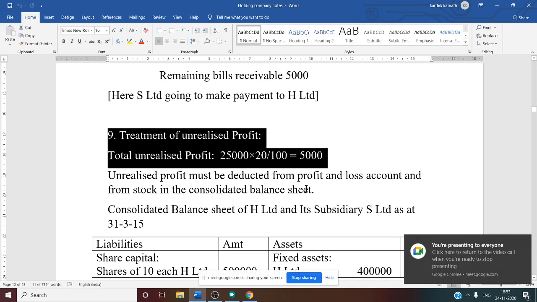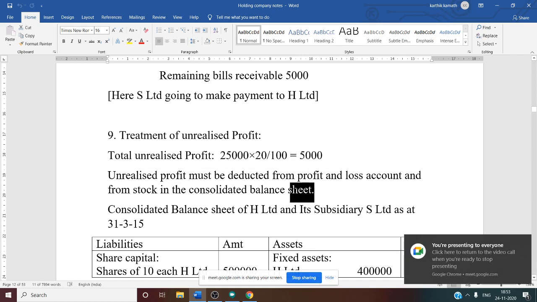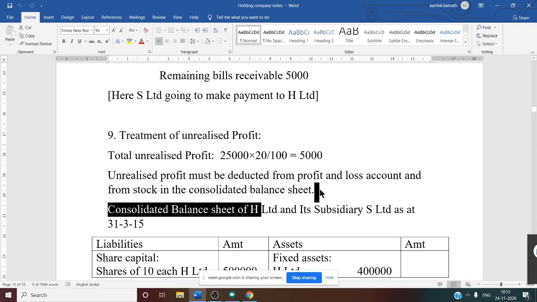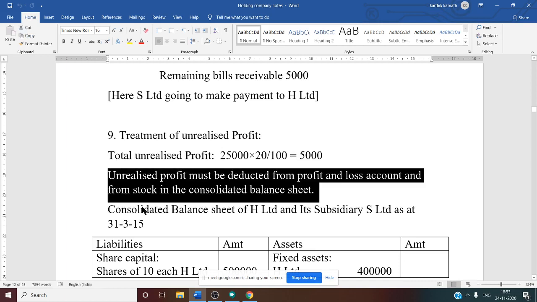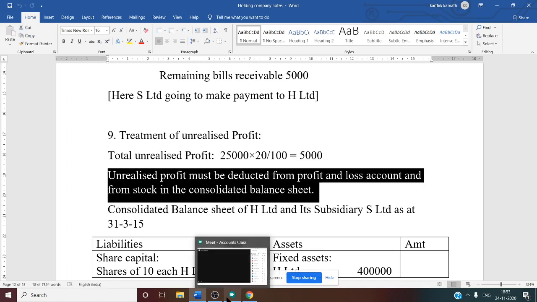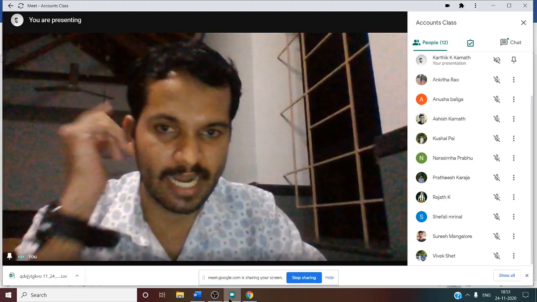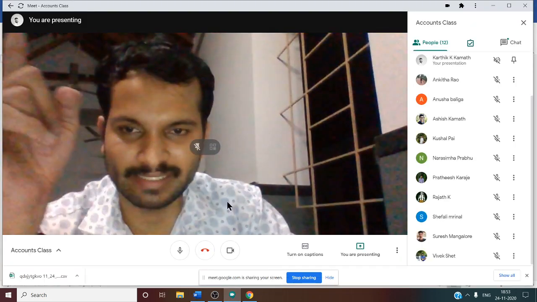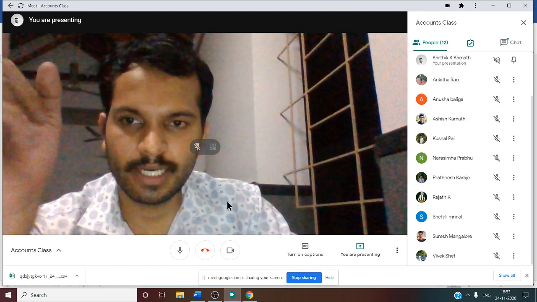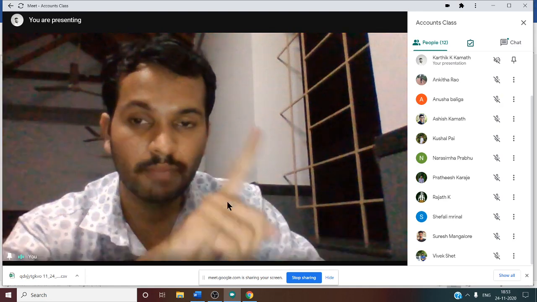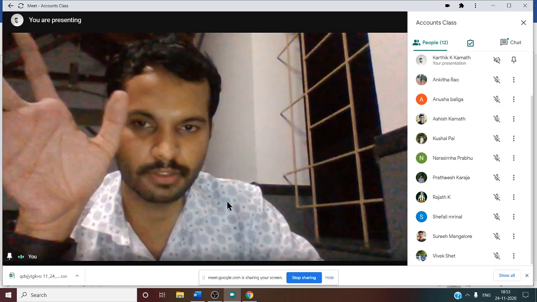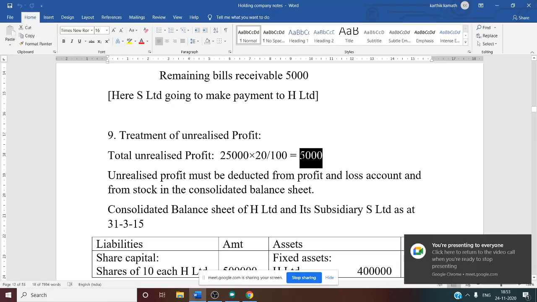But in this problem, selling price itself is given. Unrealized profit, one more adjustment is there here. Unrealized profit you have to deduct from two accounts. One is from the profit and loss account on the liability side, and on the asset side from stock you have to deduct. So there are two deductions for unrealized profit. What is our unrealized profit answer? 5,000. So this 5,000 you have to deduct from both sides.